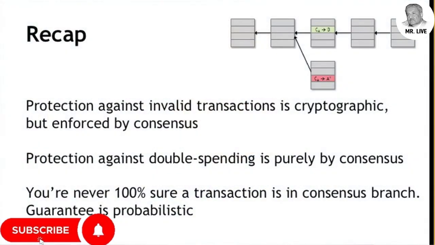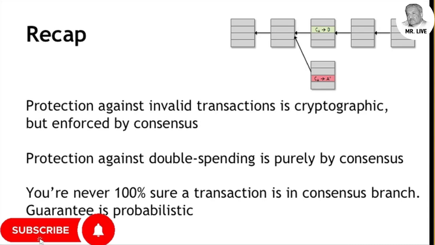It's just a good trade-off between the amount of time you have to wait and your guarantee that the transaction you're interested in ends up on the consensus blockchain. So let's recap what we saw here. Protection against invalid transactions, that is, protection against a malicious node simply making up a transaction to steal someone's bitcoins, is entirely cryptographic, but it is enforced by consensus, which means that if a node does attempt that, then the only reason that transaction won't end up in the long-term consensus chain is because a majority of the nodes are honest and will treat that transaction as invalid.